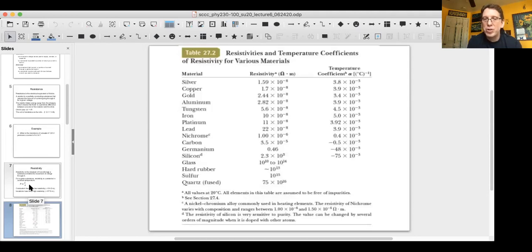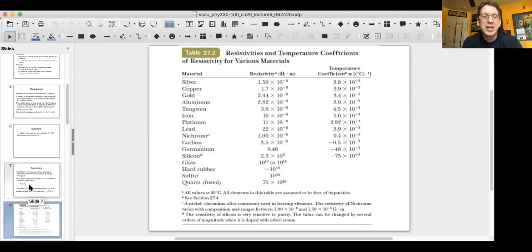Semiconductors have a pretty broad range. So carbon, which is used in standard resistors, has a resistivity on the order of 10 to the negative 5 ohm meters. Germanium is about 0.5 ohm meter, and silicon is about 1,000 ohm meters. Then you look at insulators, and they have much, much higher resistivity. So glass 10 to the 10th to 10 to the 14, rubber 10 to the 13, sulfur 10 to the 15, quartz 10 to the 16. So very, very high resistivities.